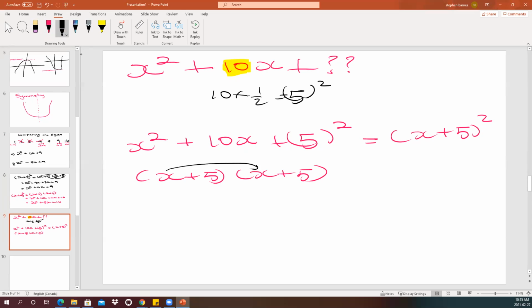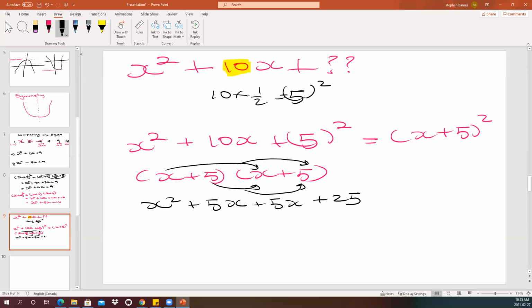x times x is x squared. x times 5 is 5x. 5 times x is 5x. And 5 times 5 is 25. So you have x squared plus 10x plus 25.